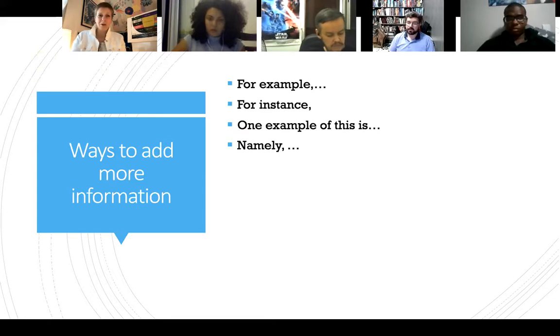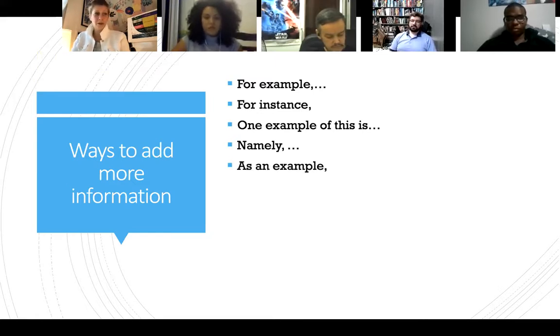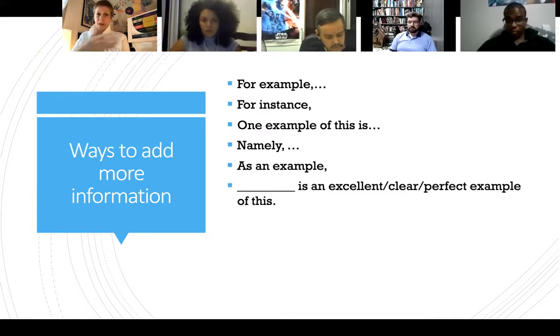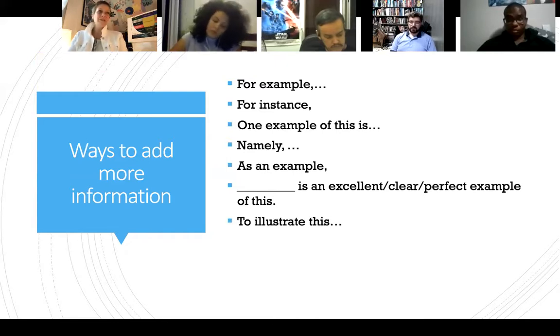You could also use the word namely. If you don't know what that means or never heard of that, it just means you're going to be very specific about an example or a detail that you'd like to share. You can also say, as an example. You can say blah, blah, blah, whatever it is an excellent, clear, perfect example of this, okay? You can use that to put your idea first and then use this as at the end of your sentence, okay? This is very common in English to say to illustrate this.